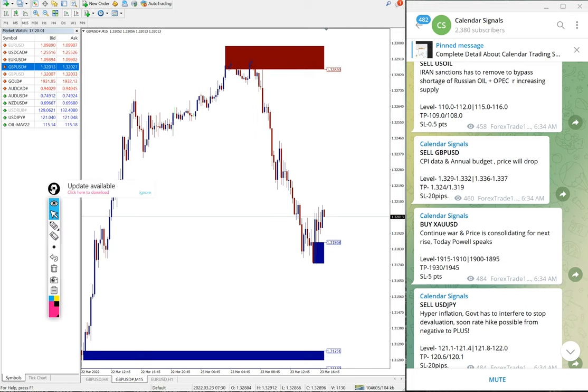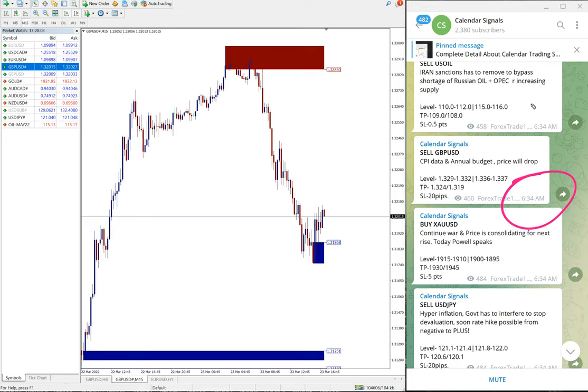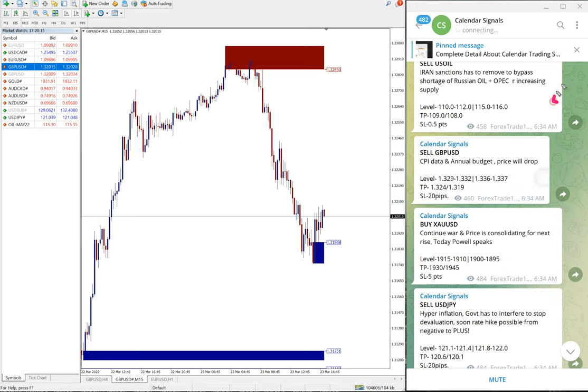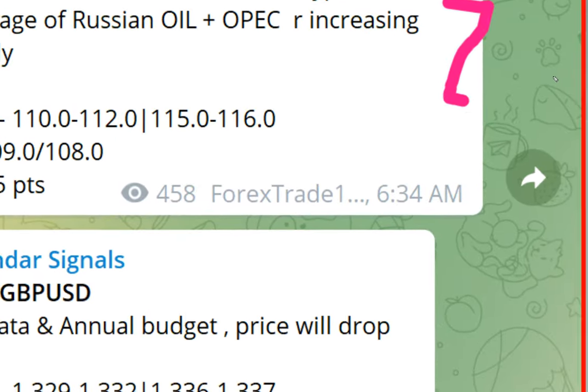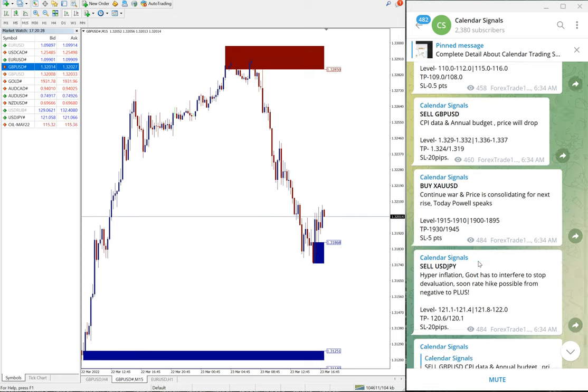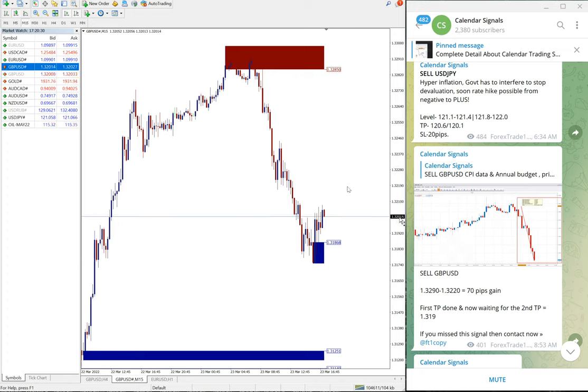Let me mark it. Here you can see the timestamp, all as per the GMT timeline. You can see here, 6:34 a.m. GMT we posted the signal. And today, as said earlier, out of four signals, three already performed.